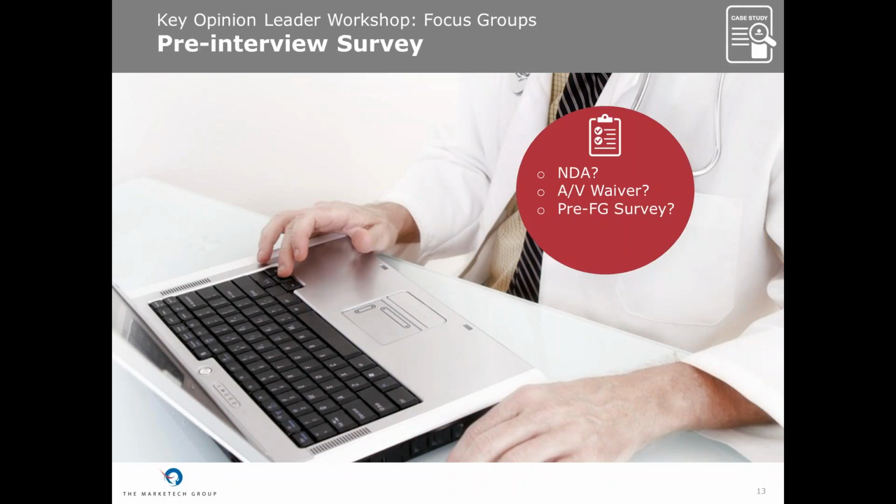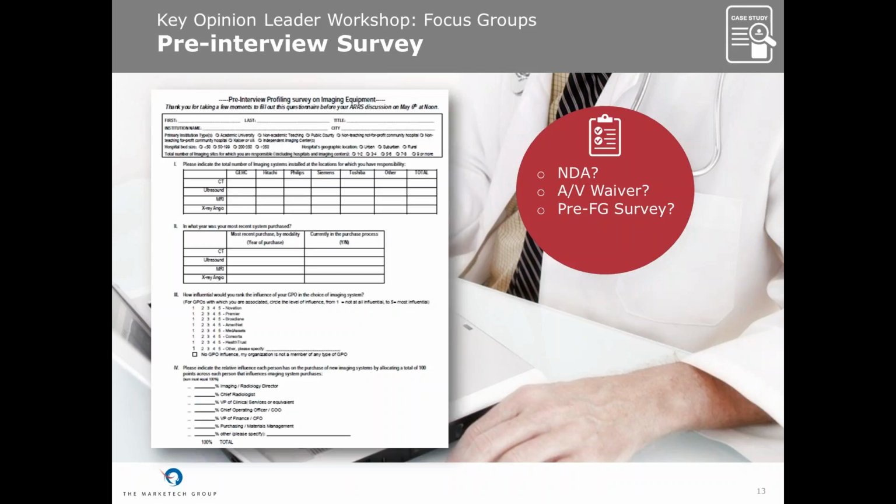Another opportunity to improve the efficiency is to have some type of pre-survey that they fill out ahead of time and submit to you prior to the meeting. Something that looks like this. Here's an example where we ask people what type of imaging systems, both by brand and modality, do they have at their location? In what year was their most recent system purchased? So we get a sense for how up to date these respondents are.